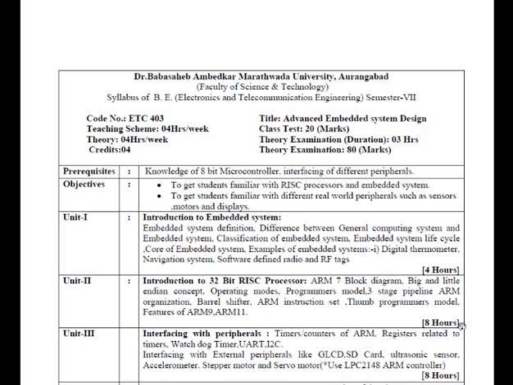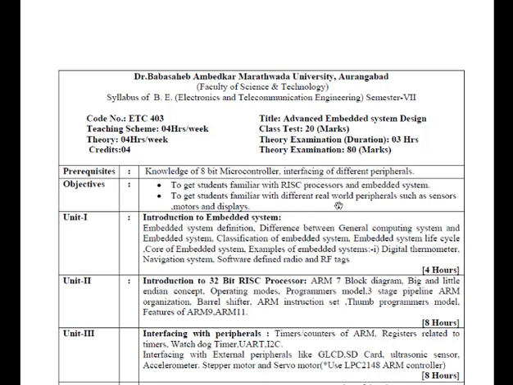Today we will discuss what contents are included by the university in the syllabus of the AES subject. The prerequisites are basic knowledge of microcontrollers, microprocessors, and interfacing with several peripherals. After learning this subject, you will be familiar with RISC processors and different embedded systems, and real-world peripherals like sensors, motors, and displays. All these are embedded systems.